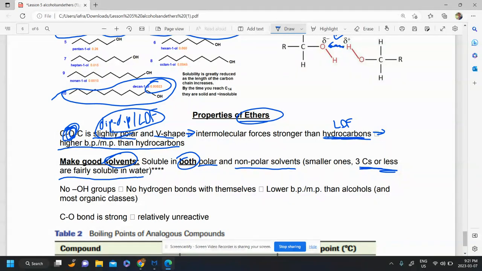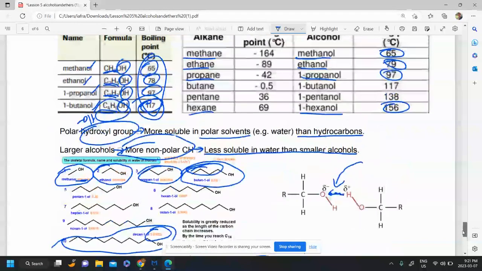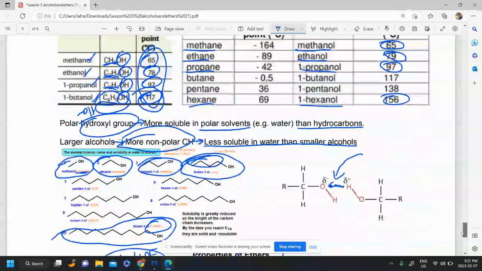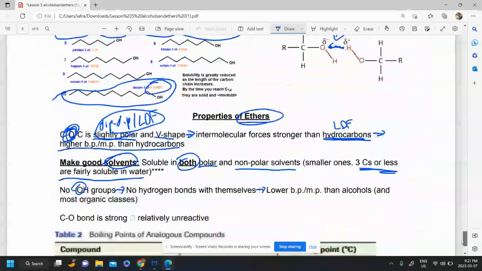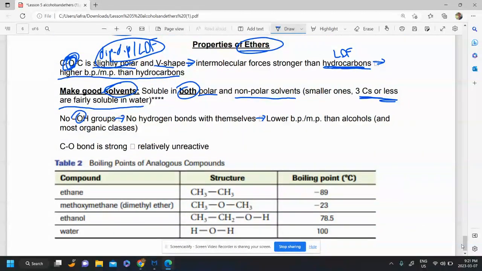As I mentioned, there's no OH group, so there's no hydrogen bonding with themselves. So they have lower boiling points than alcohols. And actually, most other organic classes are basically just higher than hydrocarbons, and then they're lower than everything else on that boiling point scale, because other functional groups have stronger intermolecular forces, and we'll learn more about that later on. In terms of reactivity, the CO bond that exists in ether is actually pretty strong. And because it's a pretty strong bond, it's a relatively unreactive molecule.